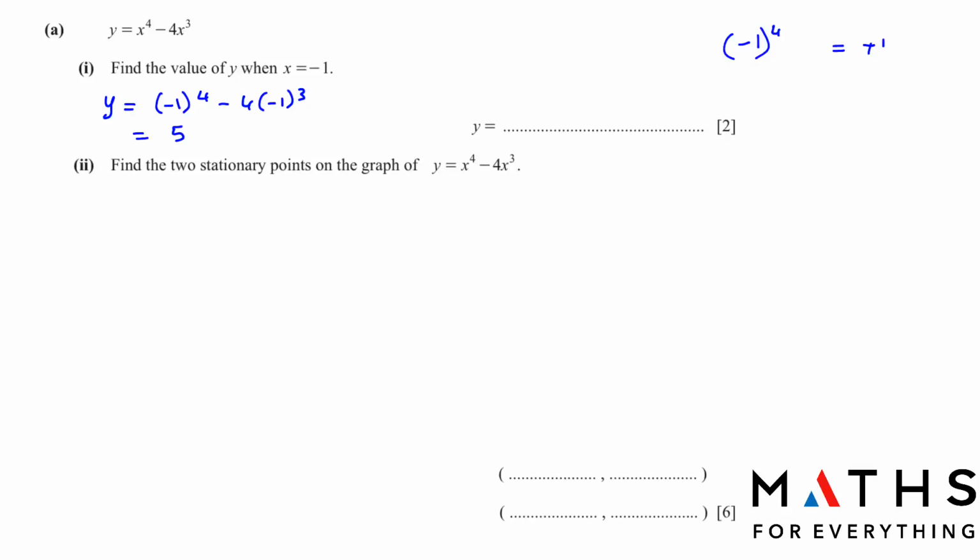A2, find the two stationary points on the graph of y is equal to x to the power of 4 minus 4x cubed. For this, we have to follow certain steps. You need to know whenever they say stationary point, it means when we differentiate, that is when we find our dy/dx, that is equal to 0. Our gradient is 0. So let's differentiate this.